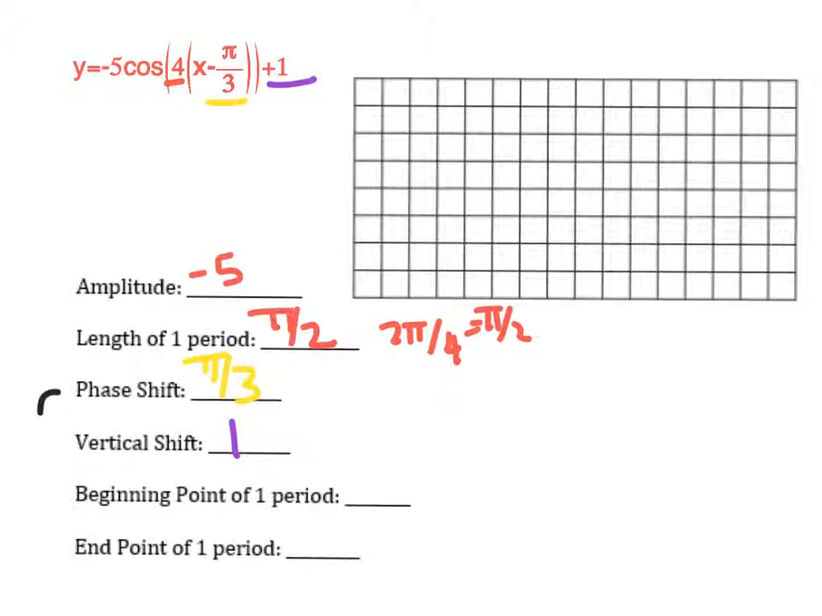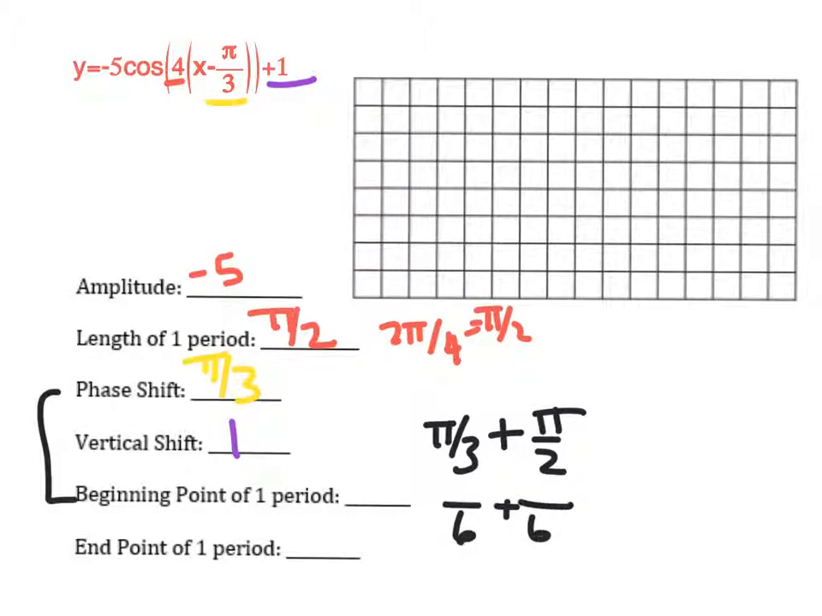So my beginning point is pi over 3. I'm adding to it a period of pi over 2. And again, you're going to have to add two fractions together, get common denominators. My common denominator is going to be 6. So pi over 3 is going to turn into 2 pi over 6. Pi over 2 is going to turn into 3 pi over 6. And that's going to give me an endpoint of 5 pi over 6.